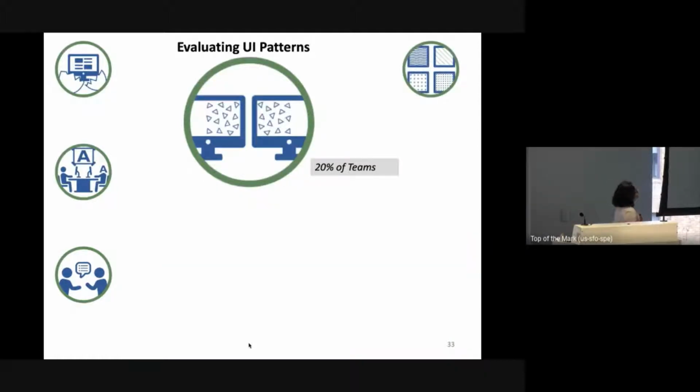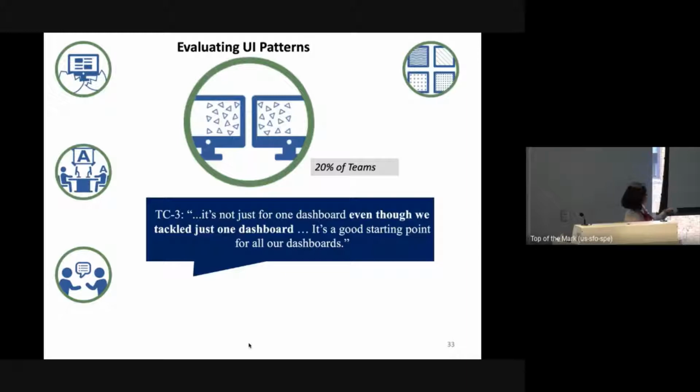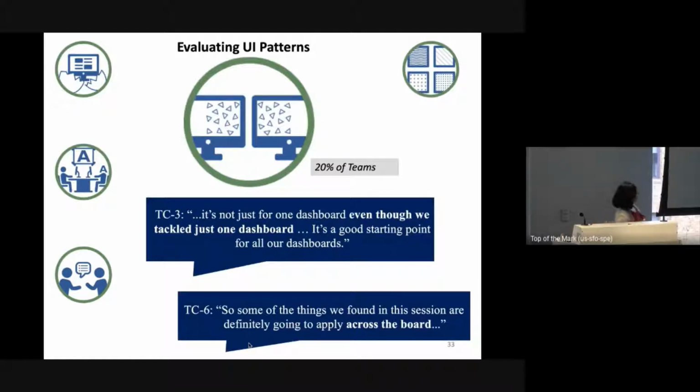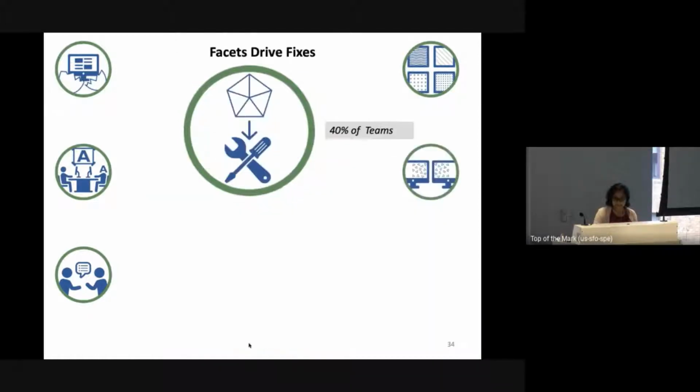Another way of looking at this is evaluating UI patterns. It is often the case that the way the system might have been built supports tinkering. Finding one UI pattern means you will be putting the same UI pattern or the same fixes in other parts. So here, it's not just this one dashboard. Even though we have tackled this one dashboard, it's a good starting point for the other dashboards that they had. Some of the other things we found in the sessions are definitely going to apply across the board. So the idea is take some of the more common things, fix them so you can have a benefit going across your other designs. And finally, the last one is facet drives fixes.